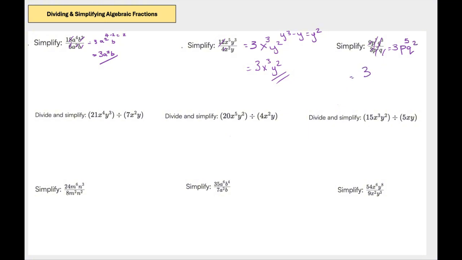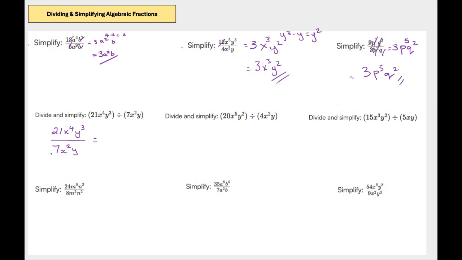This means exactly the same thing. I just wanted to show you it written in a different format so it doesn't catch you out. It just means exactly the same. So I'm going to rewrite it to what we know. It's 21x to the power of 4, y to the power of 3, divided by 7x squared y.